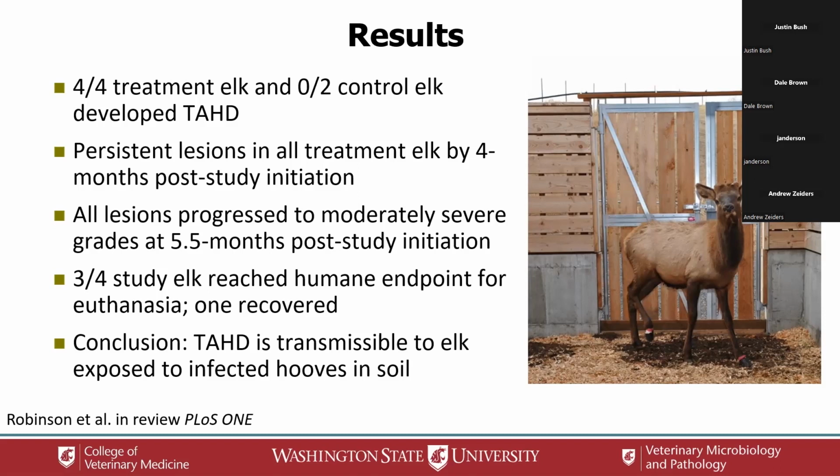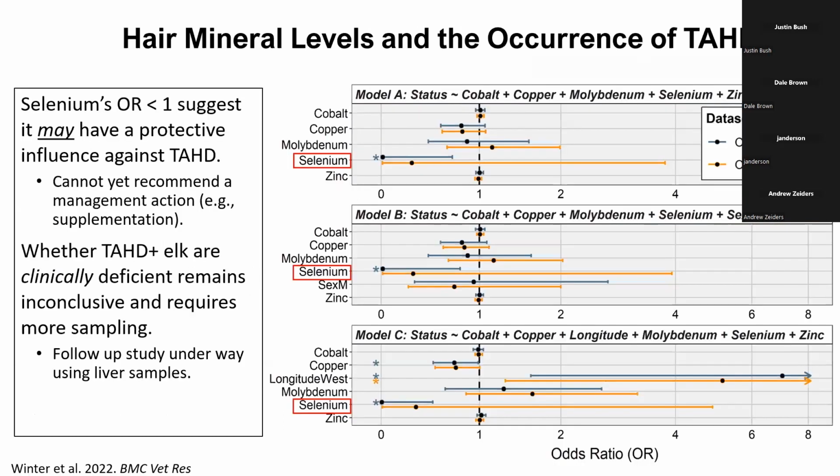But that said, we know that elk that are otherwise normal can get the disease, but there could be some changes in their susceptibility. And one of those things that could change susceptibility is their mineral status or their nutritional status. And so we opportunistically looked at their mineral levels of elk that we had been following in our surveillance work.